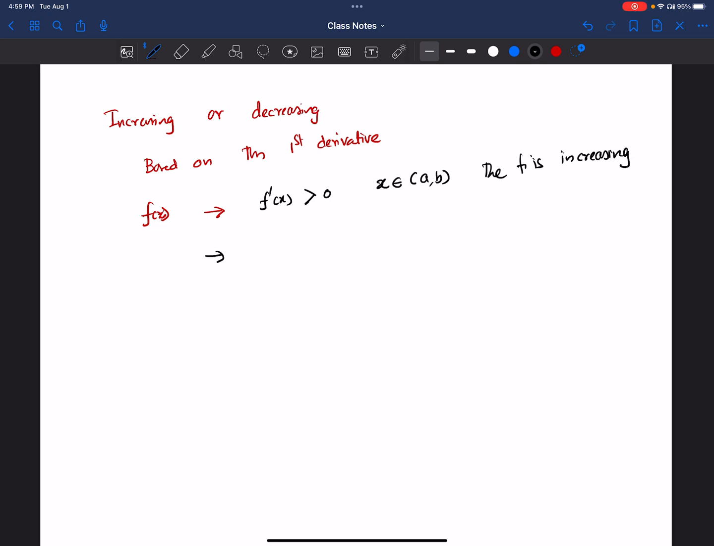Now, if f prime of x is less than 0, then in the interval AB, f is decreasing.